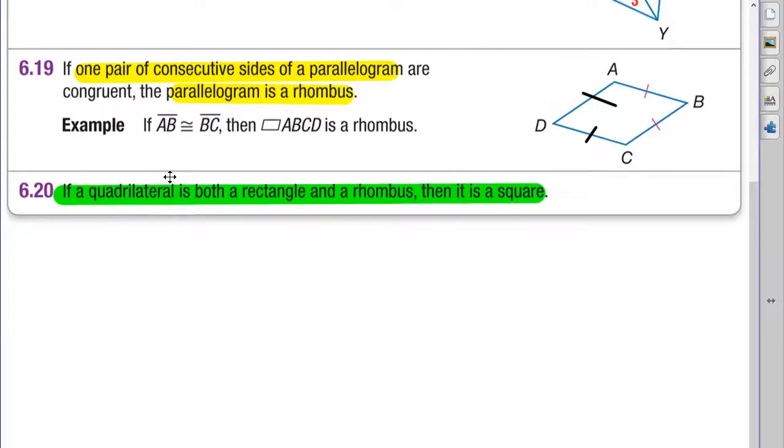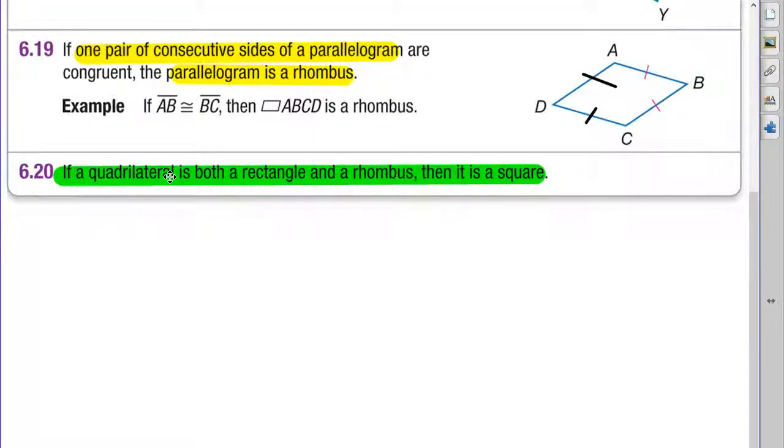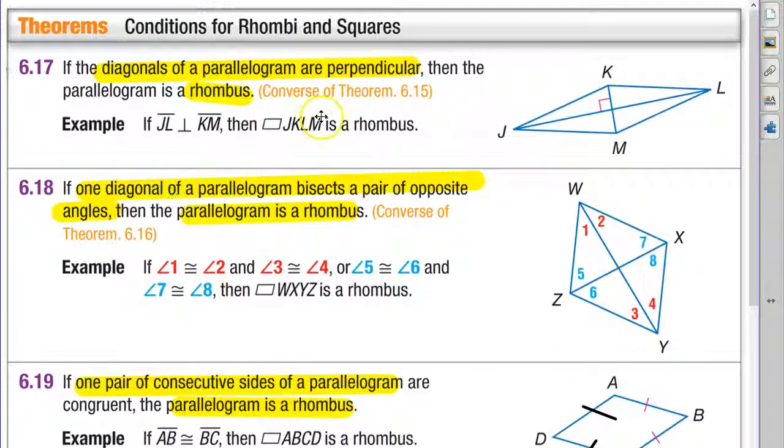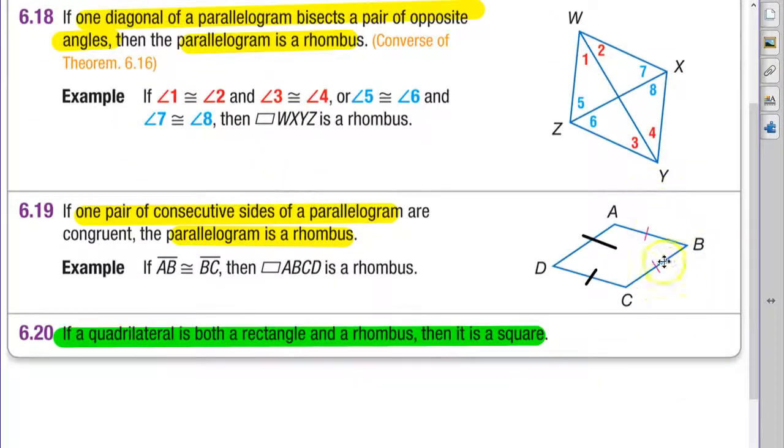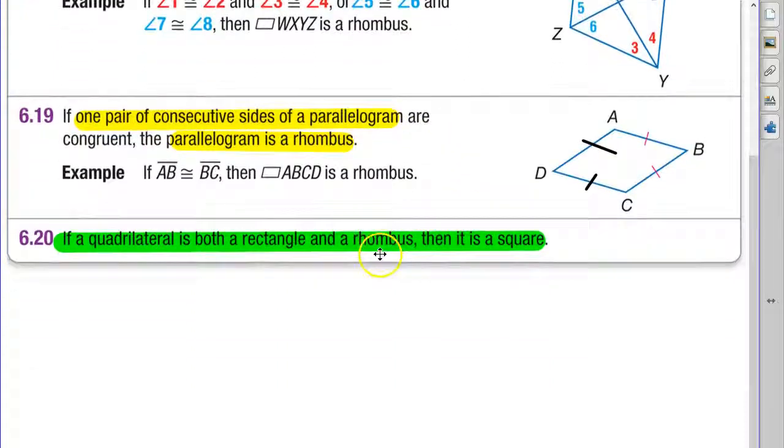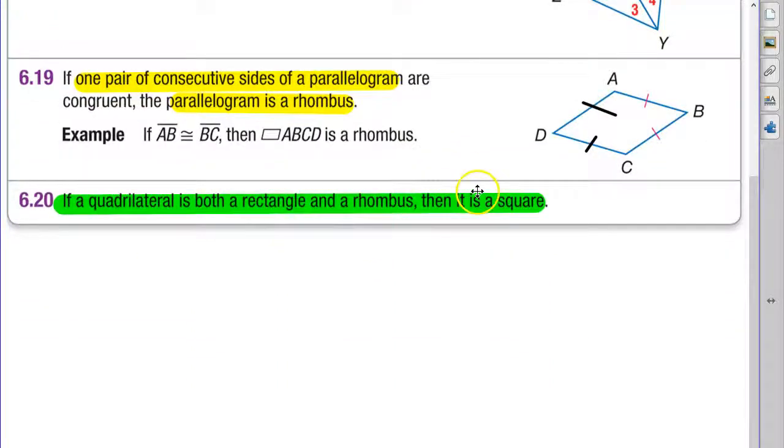So it is going to be kind of tedious at times to prove this. I'll prove that the diagonals are perpendicular. We'll talk about how to do that in class. I'll prove that the diagonal bisects its opposite angles. There we go, it's a rhombus. If we can have one pair of consecutive sides congruent, that means the opposite sides are also congruent, so it's a rhombus. And if we can prove a quadrilateral is both a rectangle and a rhombus, we know we've got a square.